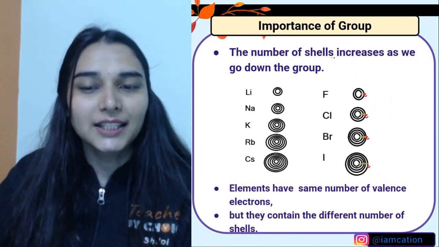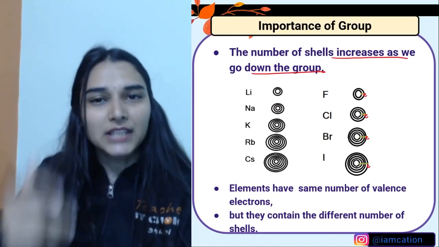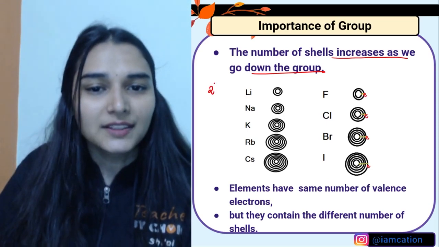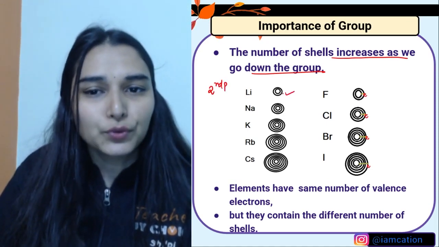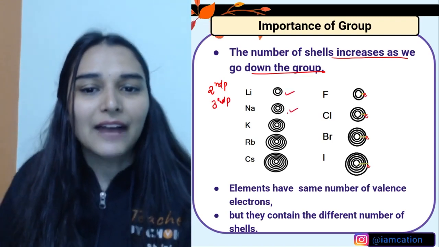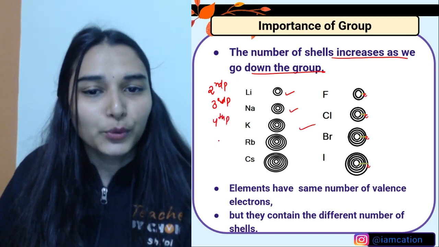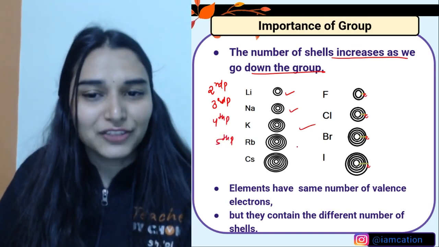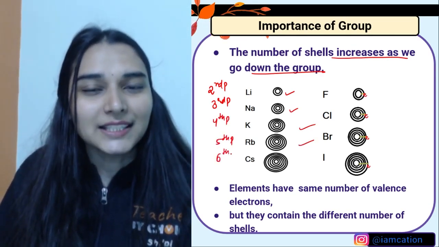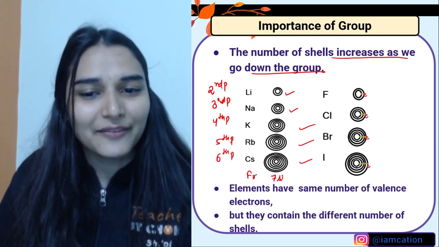Okay, importance. The number of shells increases as we go down the group. Yes, as you are going down in the group, just say lithium is kept in the second period. They have 2 shells. You go to sodium, sodium is kept in third period. They have 3 shells. Potassium kept in fourth period, 4 shells. Rubidium in fifth period, 5 shells. Cesium in sixth period, 6 shells. Okay, then you go to francium, will be having 7 shells.